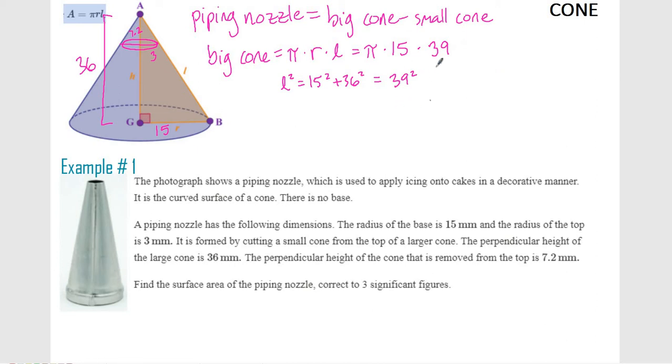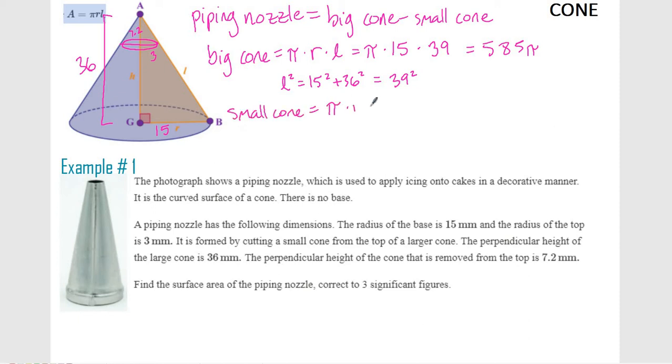So now we do 15 times 39 times pi. Okay, I'm going to write it all out because I want to be exact until the very end. So 15 times 39 is 585 pi. And now let's do the small cone.